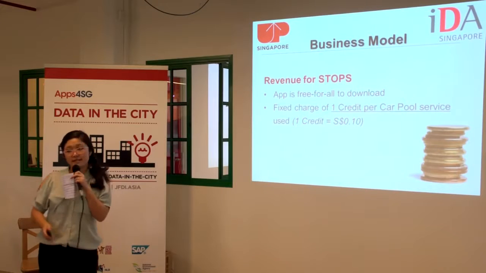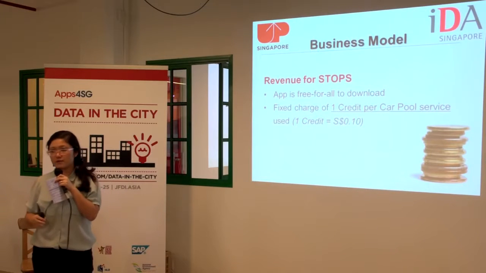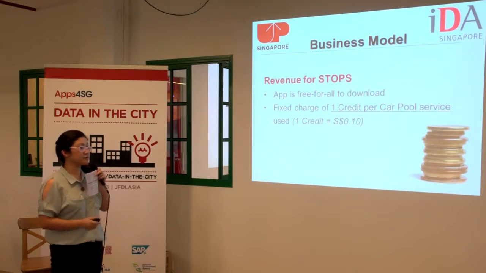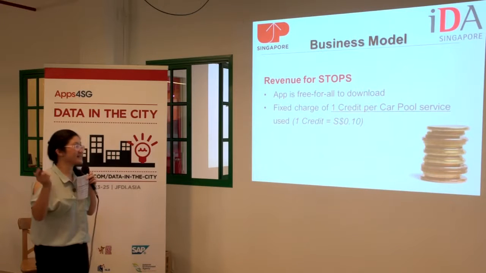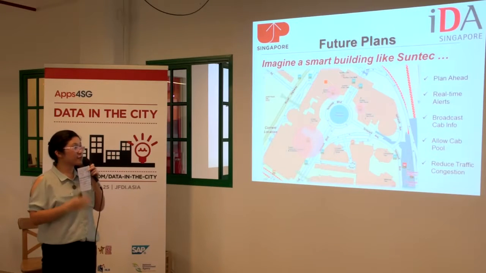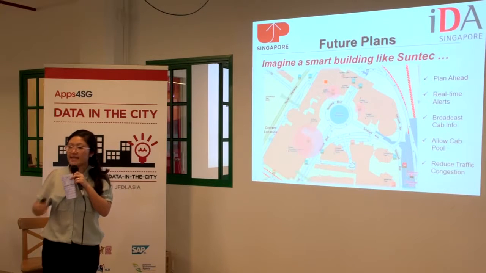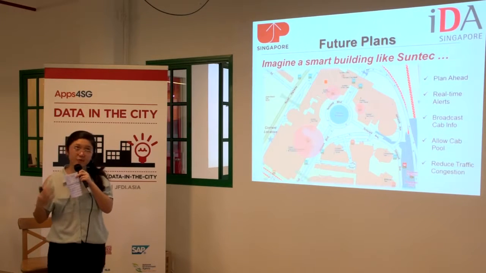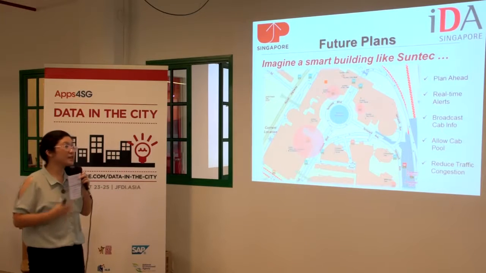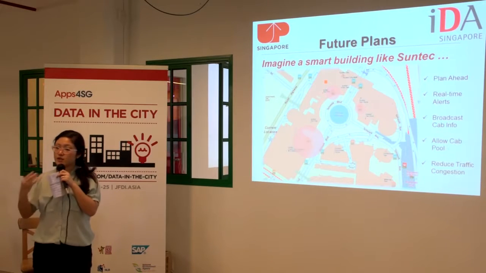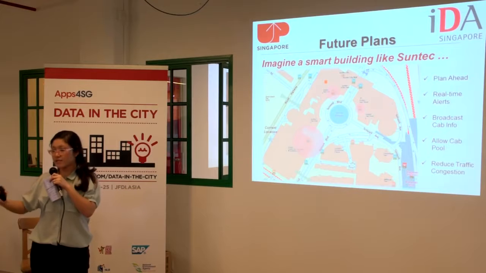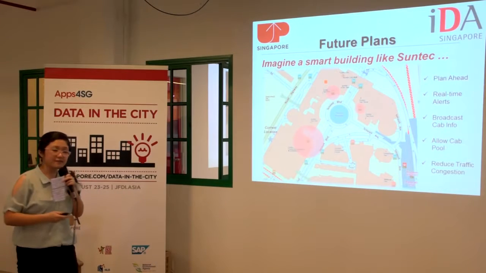Now, revenue model is actually very simple. It's free for all to download, but each time you use the cab pooling system, we charge 1 credit, which is only 10 cents. Now, for some of our future plans, we think that with the kind of Suntec scenario, where they have big displays and they are moving towards bringing a better experience to the visitors, we want to use all this information to transit from cabs to passengers to the buildings so that they can plan better for the future.